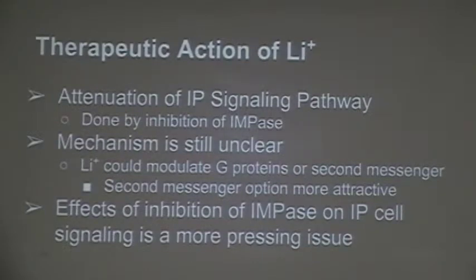Let's go into what lithium might do. It's not as important as finding the actual inhibitor, but it attenuates the IP signaling pathway, like I said, done by the inhibition of IMPase. The mechanism is still unclear. It could be by the modulation of G proteins, or it could be by the regulation of second messengers, and that option is more attractive, so that's what one scientist pursued.